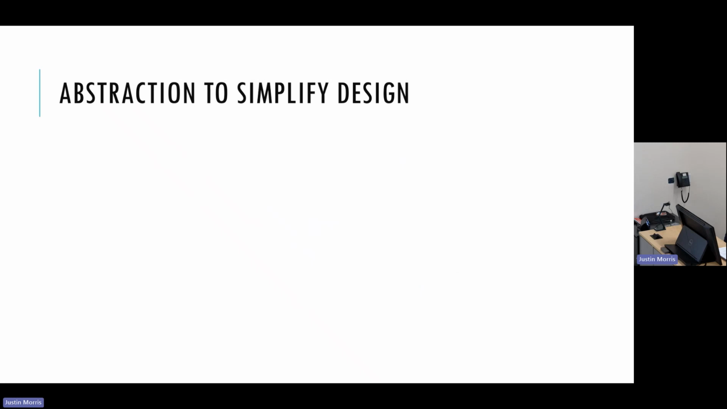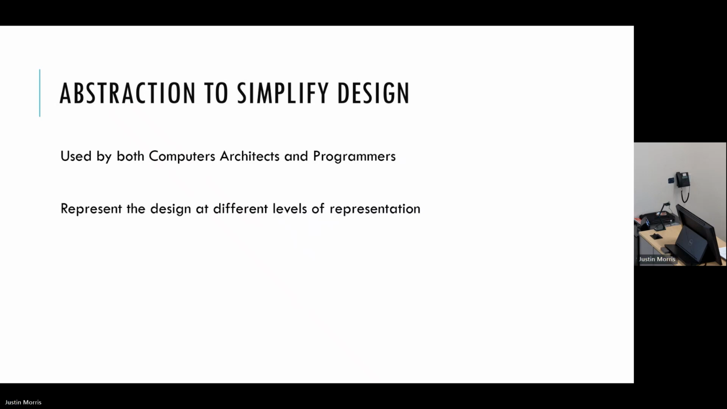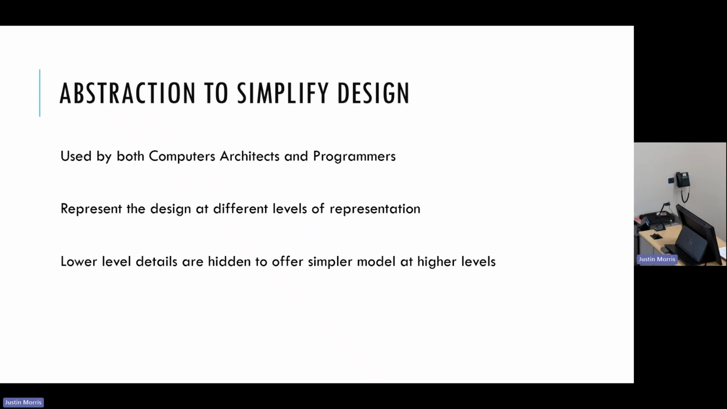So abstraction, we use it to simplify design. It's used by both computer architects and programmers, and to some extent also digital logic basic designs that have some programmability in them. So we want to represent the design at different levels so that the lower level details are hidden to offer more simple models at the higher levels so that we can be more productive. And this helps us be more productive because it helps us cope with the enormous complexity of real systems.